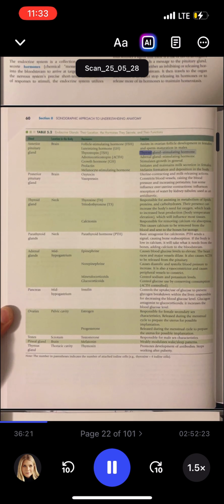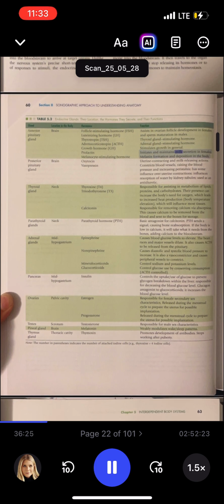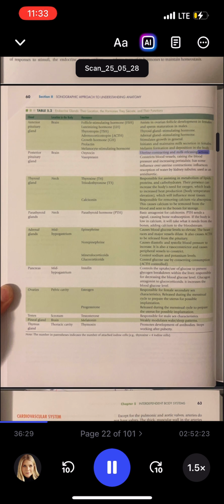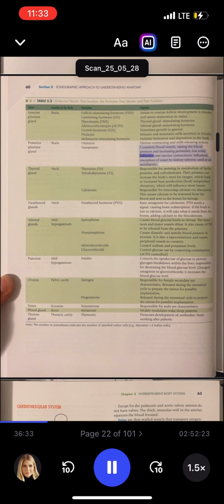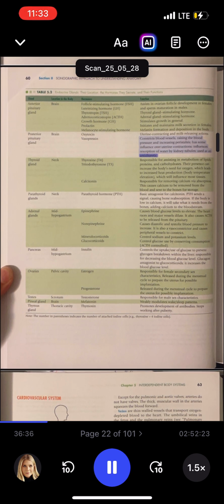Thyroid gland stimulating hormone. Adrenal gland stimulating hormone. Stimulates growth in general, initiates and maintains milk secretion in females, melanin formation and deposition in the body. Uterine contracting and milk releasing actions. Constricts blood vessels, raising the blood pressure and increasing peristalsis, has some influence over uterine contractions, influences resorption of water by kidney tubules, used as an antidiuretic.